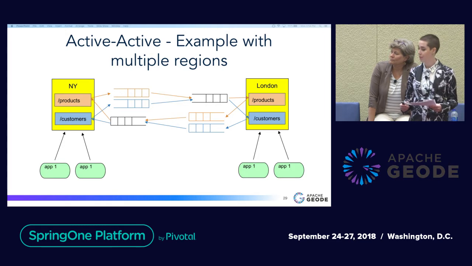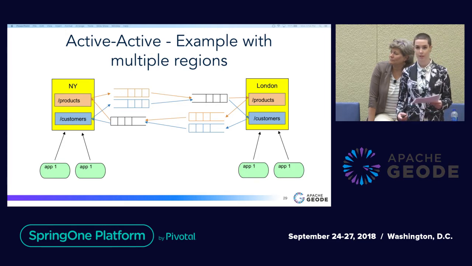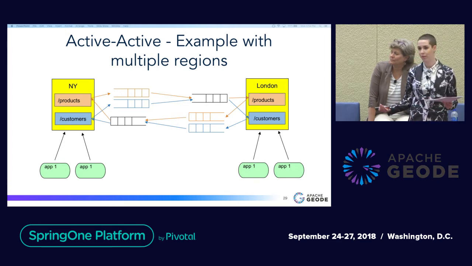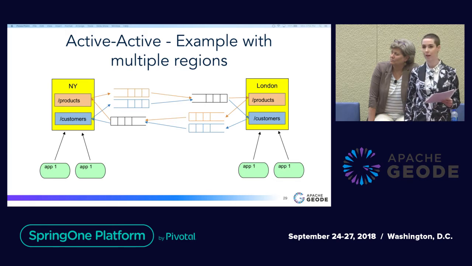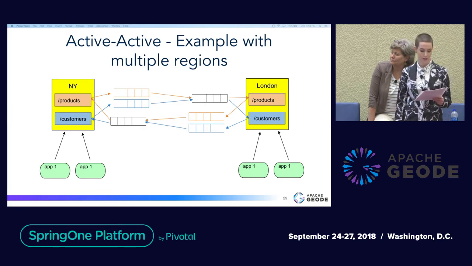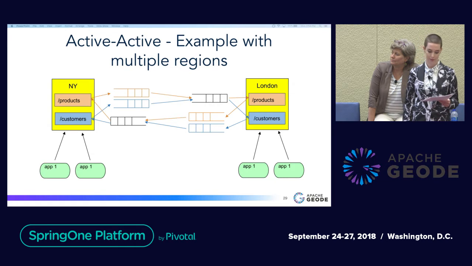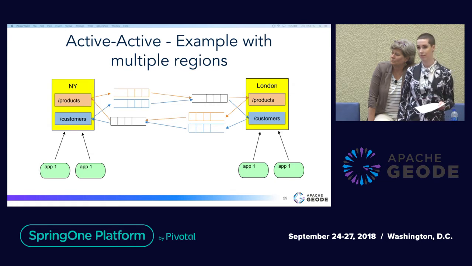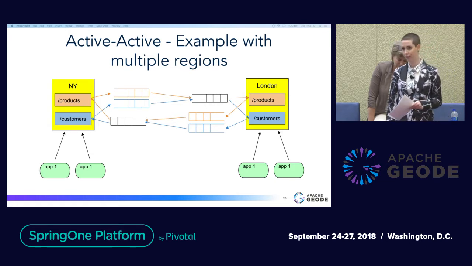So active-active may also be used with multiple regions. For instance, we could have a region of products and one of customers. Each of the regions will have its own gateway sender, and each of the servers will have a gateway receiver. When the gateway receiver receives an operation, it is applied only to the relevant region.